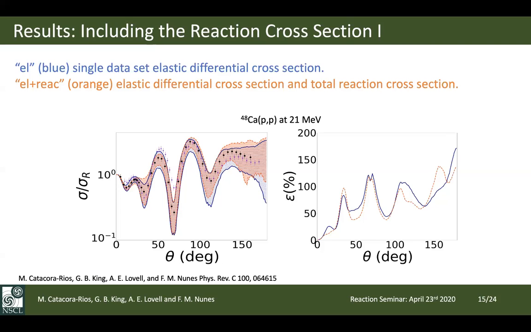The case shown here is the 48 calcium at 21 MeV, the 95% confidence band, and the error plot. And we see that adding the total reaction cross-section to the differential cross-section in the fitting process reduces the parametric uncertainty in some areas, but it is a modest improvement.